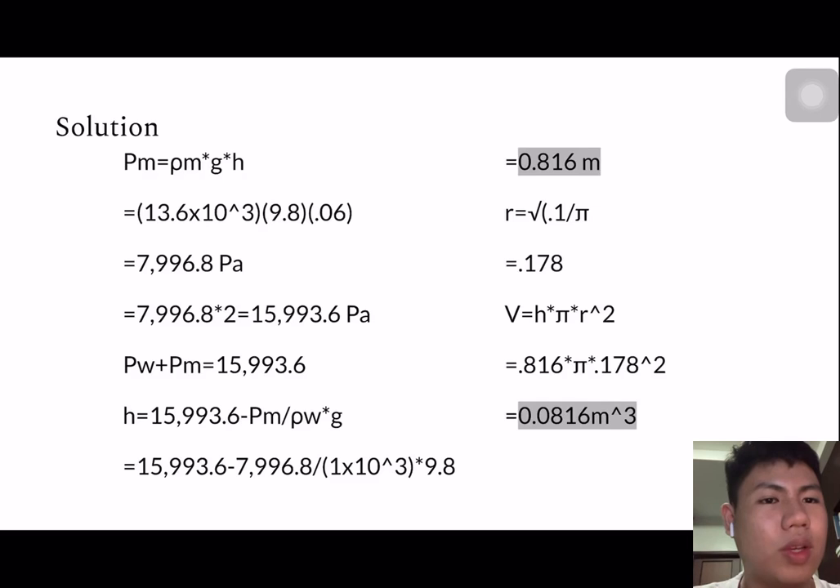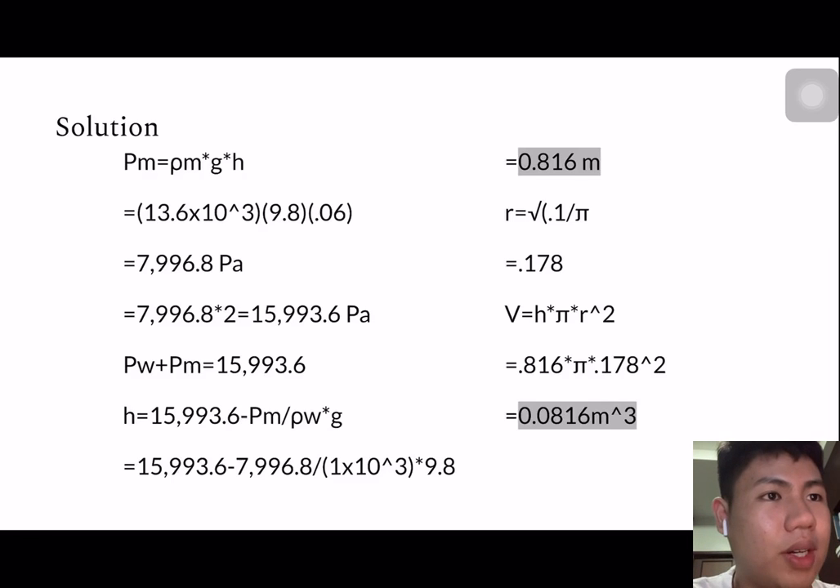So all you have to do is isolate your height. So you have 15,993.6 minus the pressure of the mercury, divided by density of water times gravity. Multiply everything out, divide everything, and you get 0.816 meters. Now we look for our radius. So our radius is simply 0.178. You could do simple algebra with that. And now we look for volume.